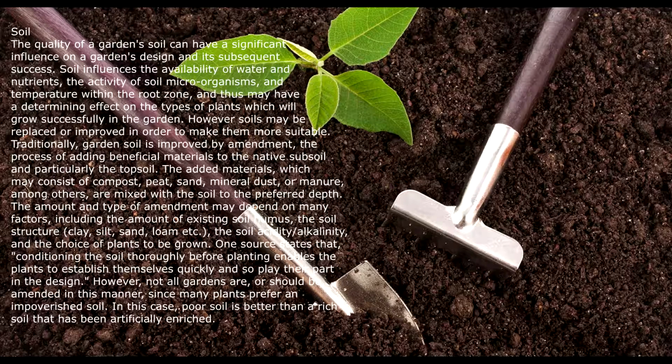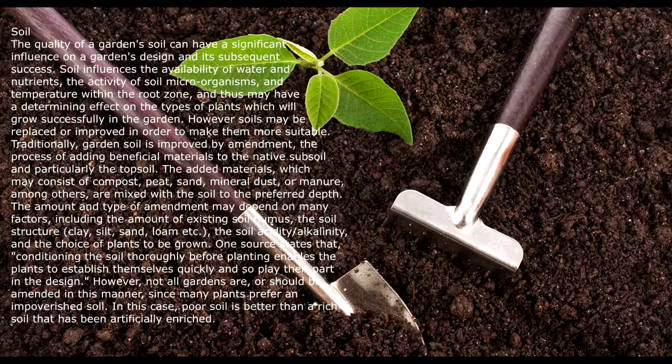Number 2. Soil: The quality of a garden's soil can have a significant influence on a garden's design and its subsequent success. Soil influences the availability of water and nutrients, the activity of soil microorganisms, and temperature within the root zone, and thus may have a determining effect on the types of plants which will grow successfully in the garden. However, soils may be replaced or improved in order to make them more suitable.